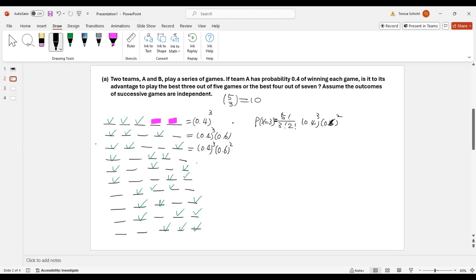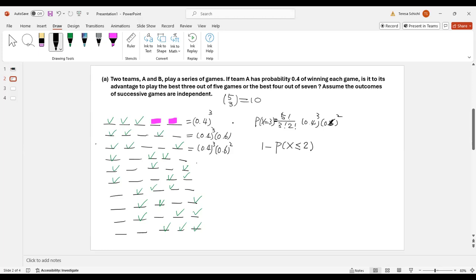win the game? If A is not going to win the game, that means the number of wins is less than or equal to 2, right? So that will be 1 minus the probability that x is less than or equal to 2. If you consider it this way, instead of using x equal to 3, that means you only look at the situation where you played all 5 games here.